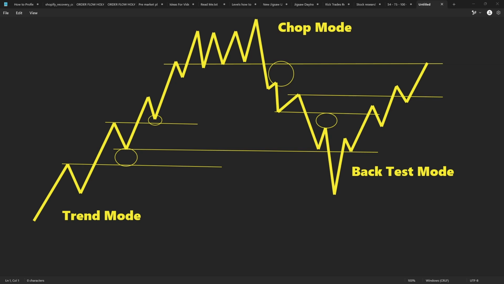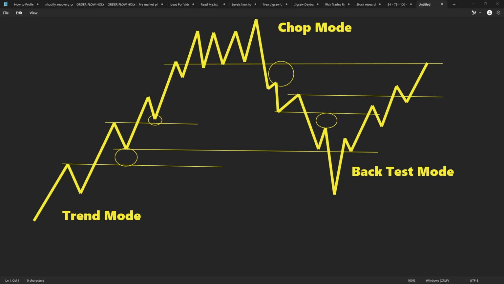And you're scalping ranges, buying support, selling resistance, buying support, selling resistance, until you're trying to sell that resistance or buy that support, and then you're scratching your head wondering what is going on here. Today, we're going to be discussing the three modes, but primarily backtest mode.